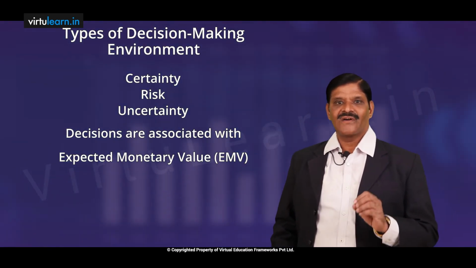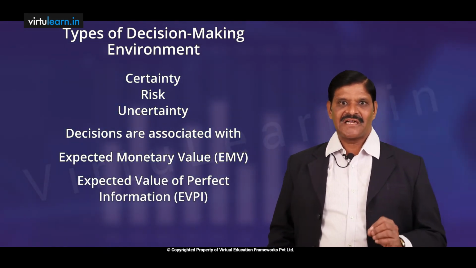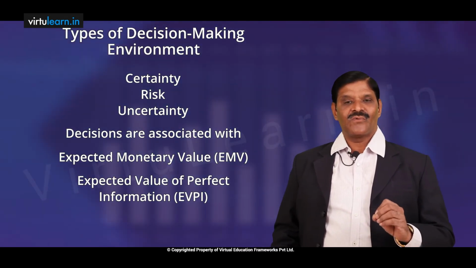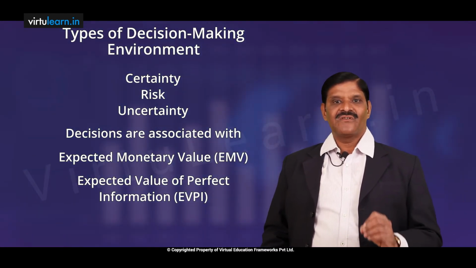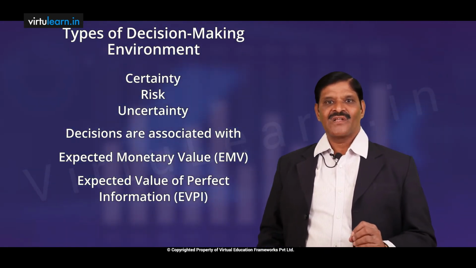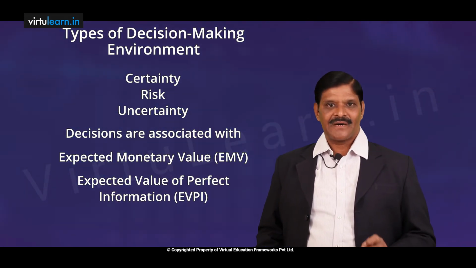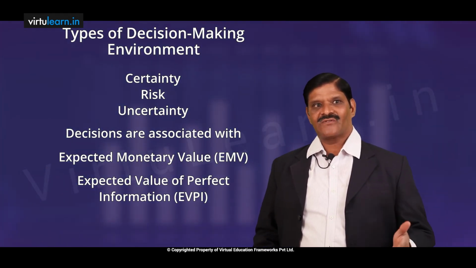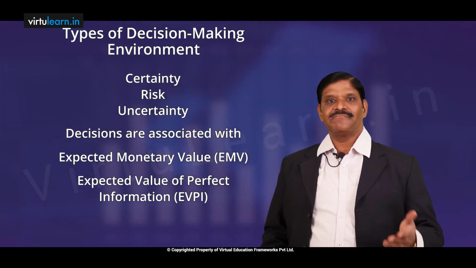Similarly, we have a term known as expected value of perfect information. What it indicates is that most of us, when we make decisions, may not have all the information needed to make the right kind of decision. Probably in certain areas we might be lacking some information. But had we known that information, or had that information been available, we would probably have made a much better decision.